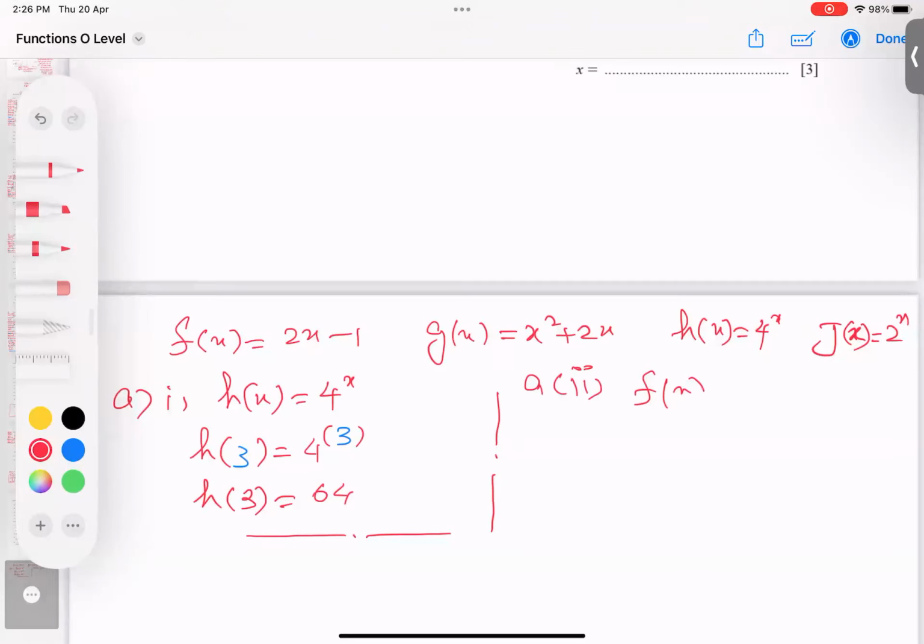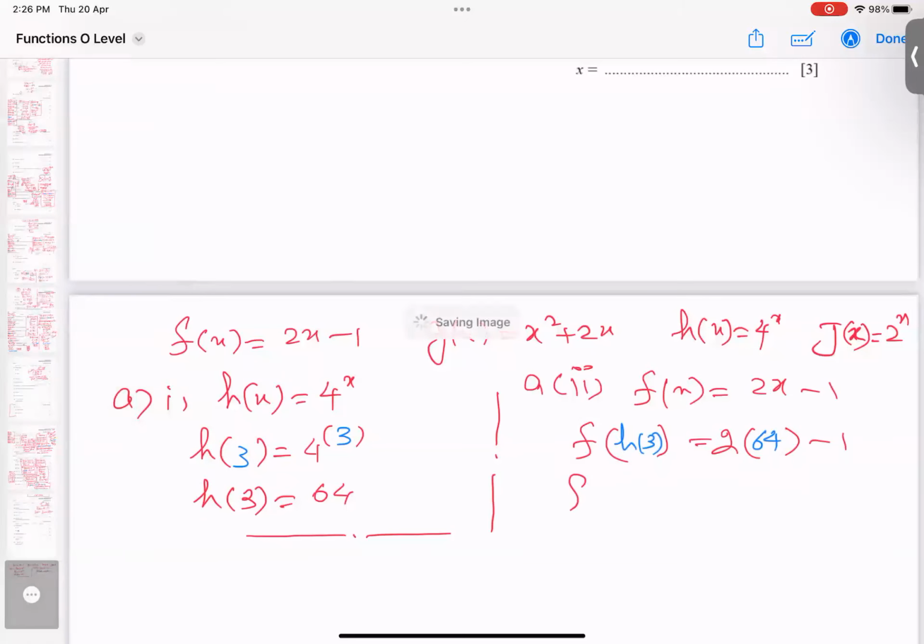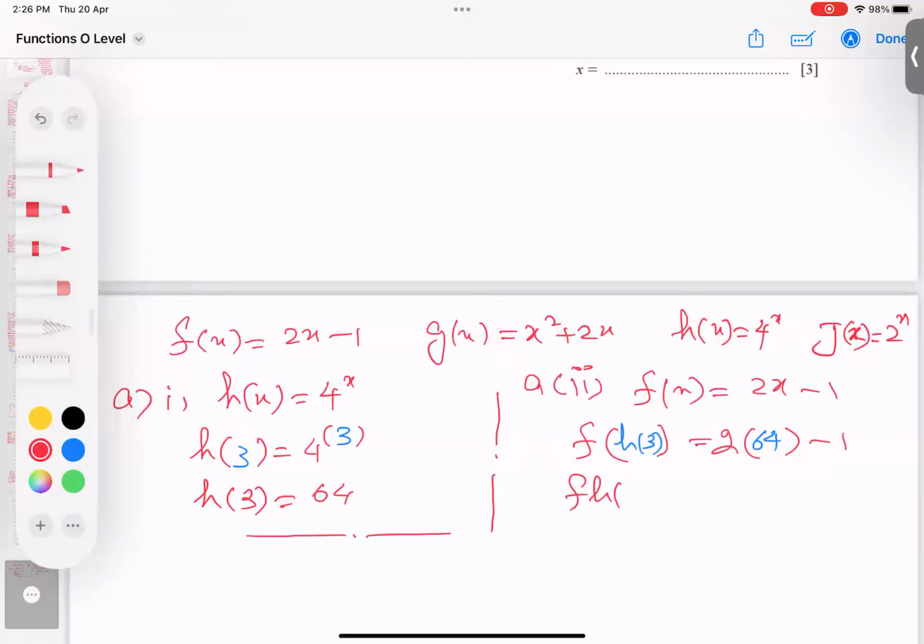So I'm copying f of x, which is 2x minus 1. Now I replace the empty space on the left side and the empty space on the right side. This h of 3 will come here and 64 will come here. I hope you got the idea. So f of h of 3 remains as it is, and this becomes 128 minus 1, which is 127. The first part is done.